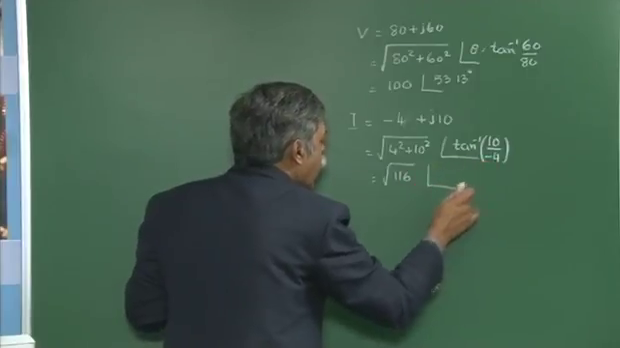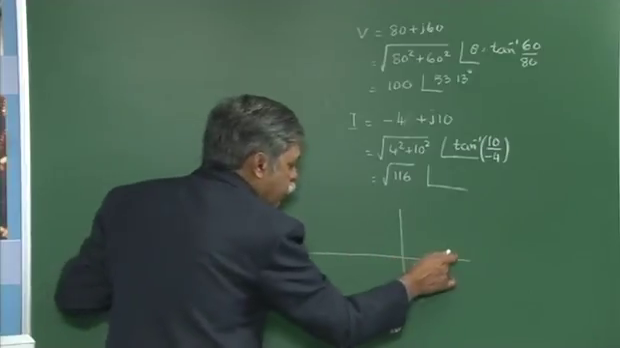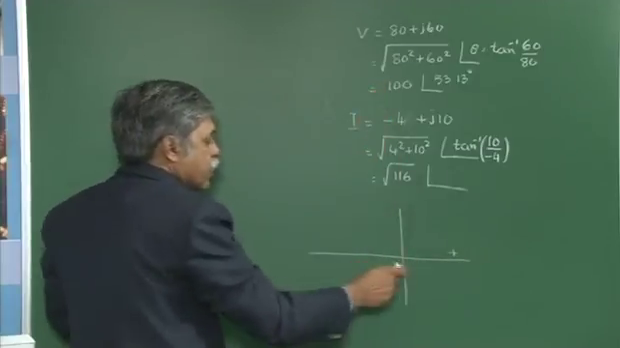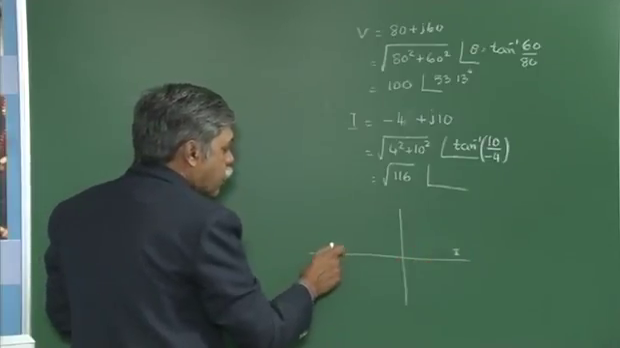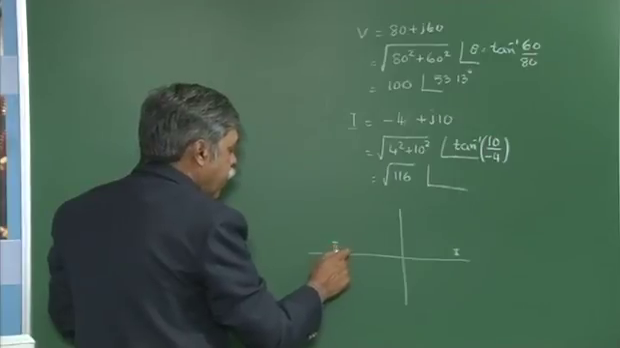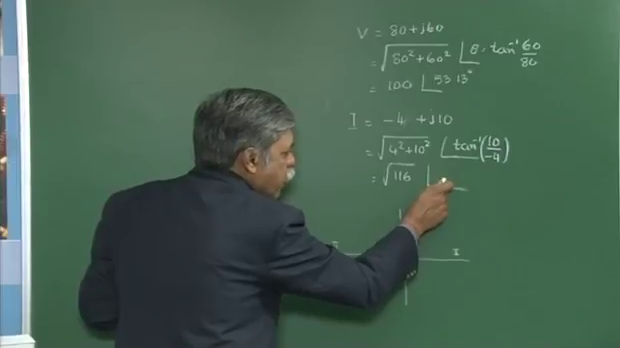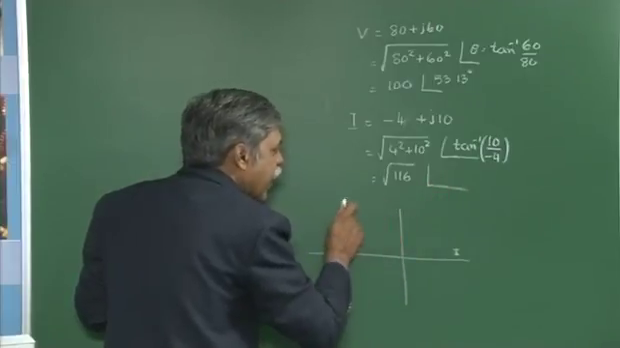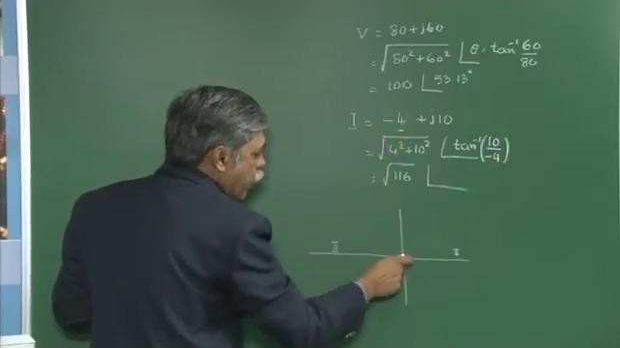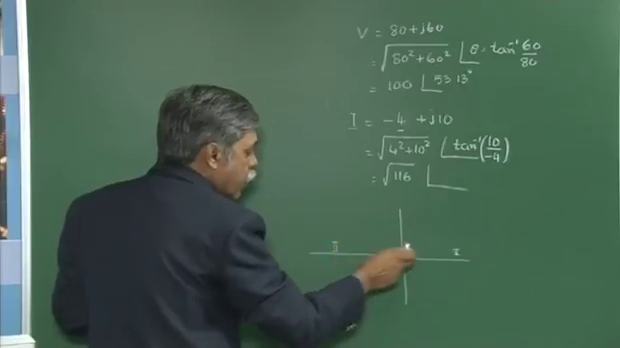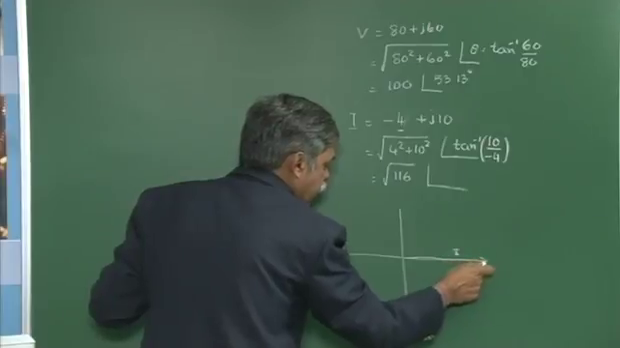Now, in a rectangular coordinate system, in the first quadrant both the real as well as imaginary components are positive, whereas in the second quadrant the real part will be negative but the imaginary part will be positive. Therefore, the angle you get for the current should be greater than 90, so that the negative real part gives you the angle between the current and the reference axis. This is my reference axis here.